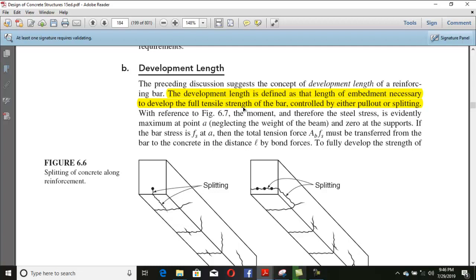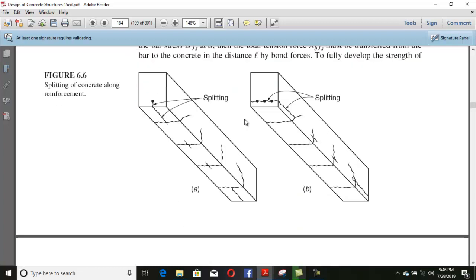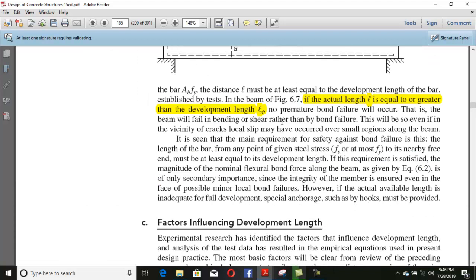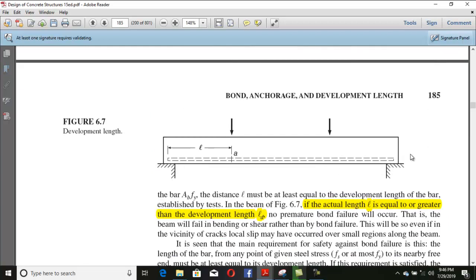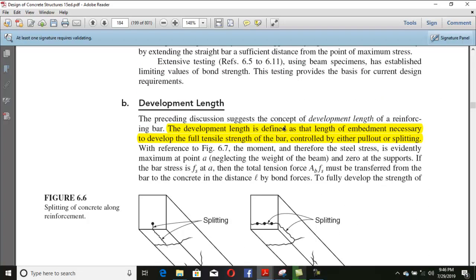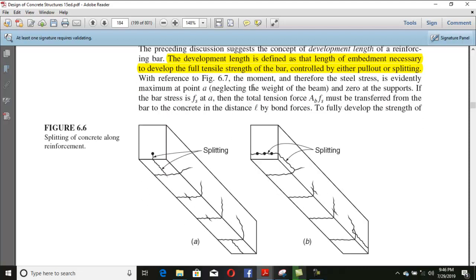Okay, with reference to the moment, and therefore the steel stress, evidently, this is a kind of splitting. I will explain these terms. For example, this is an example given right over here. Let's say this is a simply supported beam, and it is subjected to loading. If A is the point with the maximum moment, then the steel stress is evidently maximum at point A, neglecting the weight of the beam, and zero at the supports.